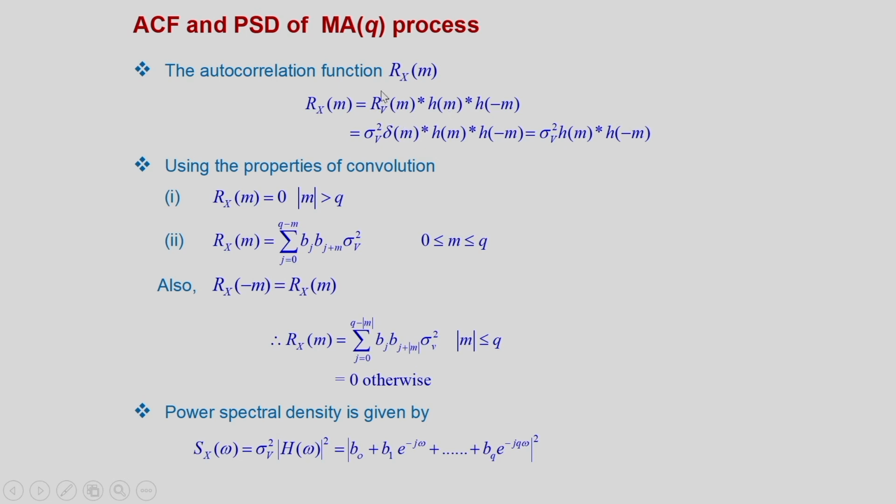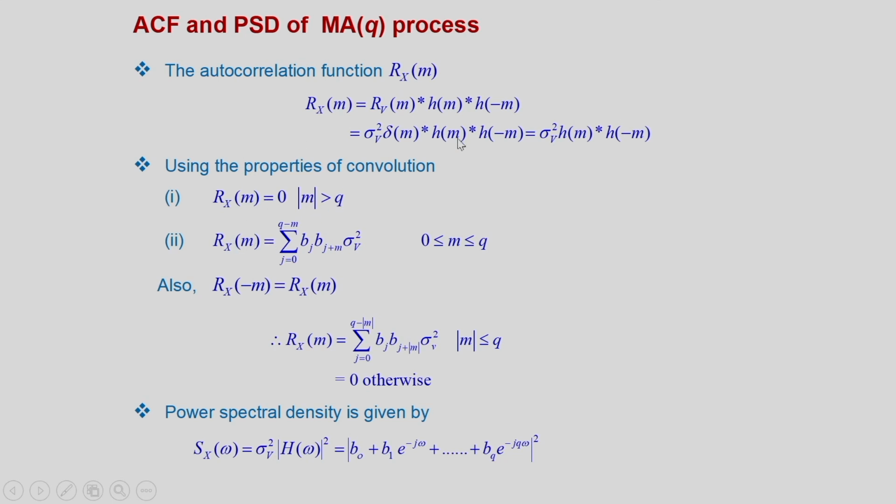Now, because the input is white noise, R_v[m] is sigma_v squared delta[m]. Therefore, R_x[m] will be sigma_v squared delta[m] convolved with h[m] convolved with h[minus m]. But this is a delta function, and any function convolved with it gives the same function. Therefore, this will be sigma_v squared h[m] convolved with h[minus m]. Now, use the properties of convolution. Because you are convolving two finite duration sequences, R_x[m] will become 0 for mod of m greater than q.